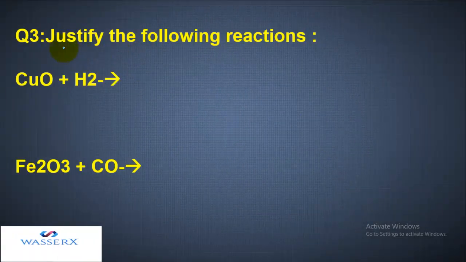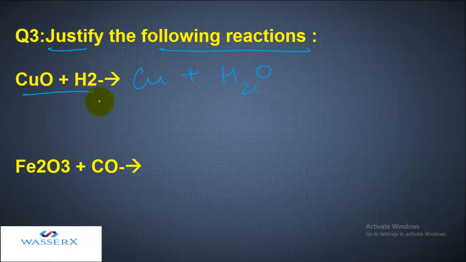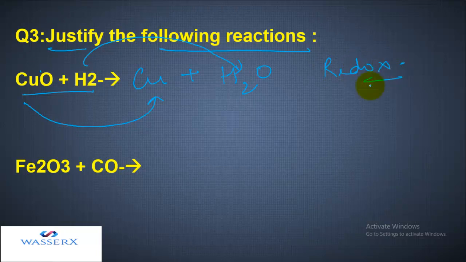Another question is, justify the following reaction. We have to make out whether it is a redox reaction or not, and if it is redox, then which substance is getting oxidized or reduced. So we know that CuO plus H2, if we complete it, will become Cu plus H2O. In this, copper is getting reduced and hydrogen is getting oxidized. So it is a redox reaction. We can explain it on the basis of the classical concept, that is addition of oxygen or removal of hydrogen. We can explain it on the basis of oxidation number also.